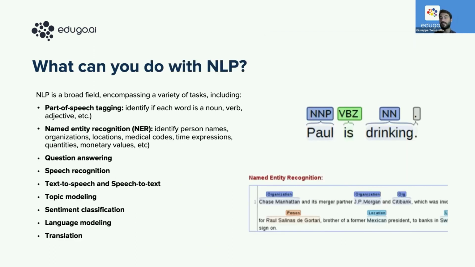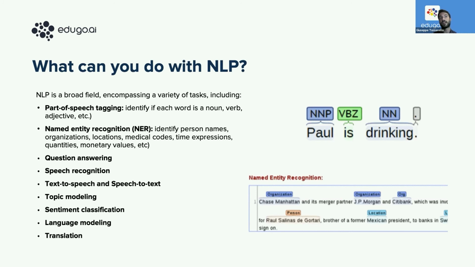So here I put a list of what you can do with NLP. It's a really broad field, so there are many different tasks you can do with this technology. For example, we have part-of-speech tagging, as you can see on the right. NLP can take a sentence and analyze what is a noun, what is a verb, what are the pronouns, and do an analysis of the part-of-speech.